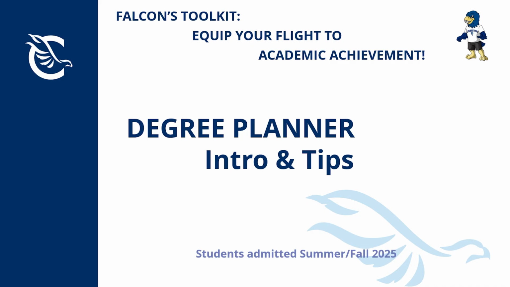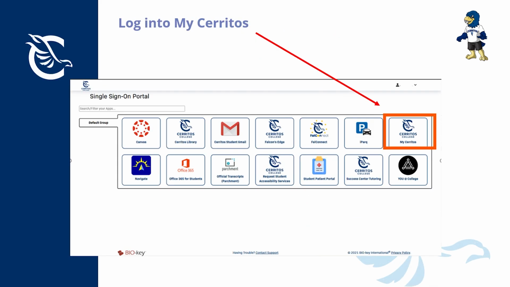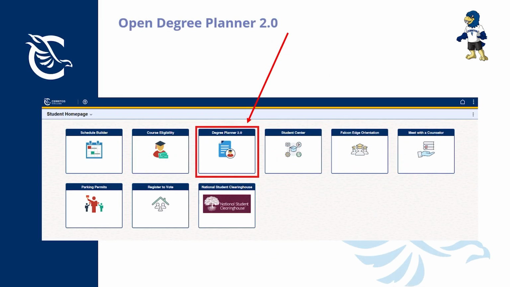In this session, I will be introducing the Degree Planner and covering its provided tips. The Degree Planner is intended for use for students admitted in fall or summer 2025. To start, you will need to log into your Cerritos single sign-on portal. Once logged on, you will see the My Cerritos tile. Once your student homepage is visible, you will see a Degree Planner 2.0 tile.